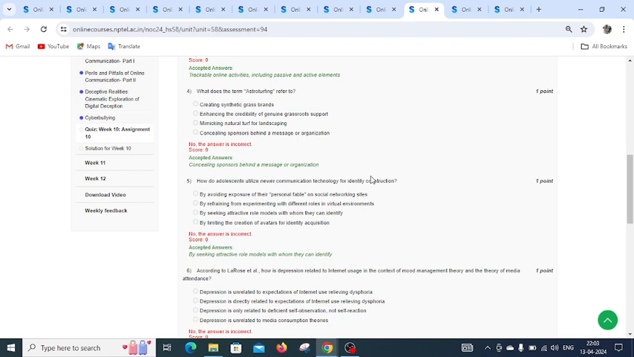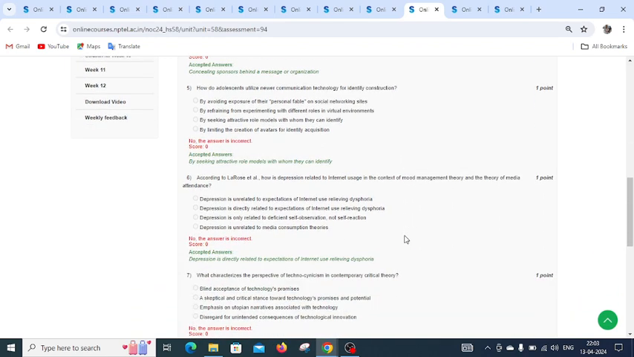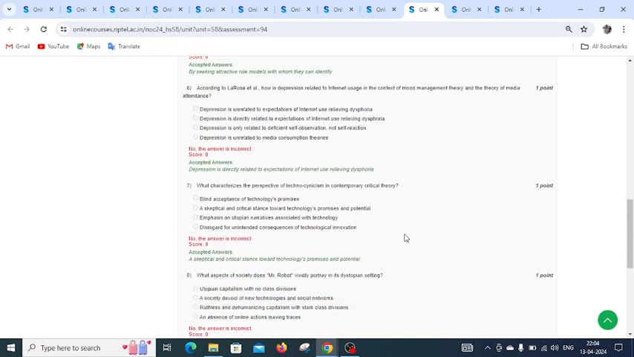How do adolescents utilize new communication technology for identity construction? By seeking attractive role models with whom they can identify. According to Laros et al., what is the depression related to internet usage in the context of mood management theory and the theory of media attention? Depression is directly related to the expectation of internet use relieving dysphoria.